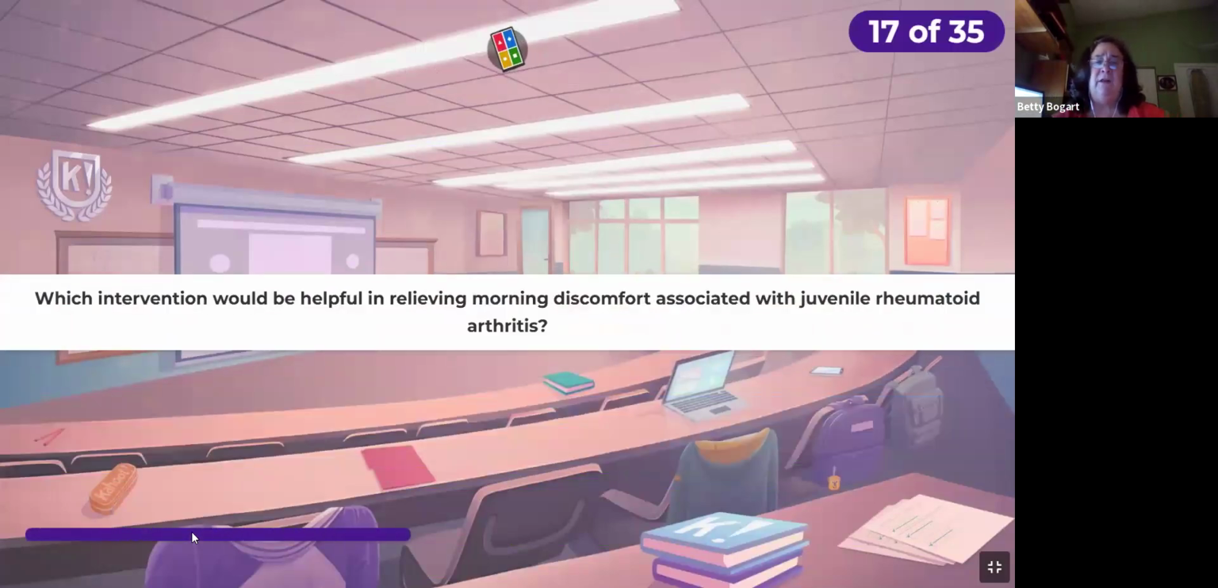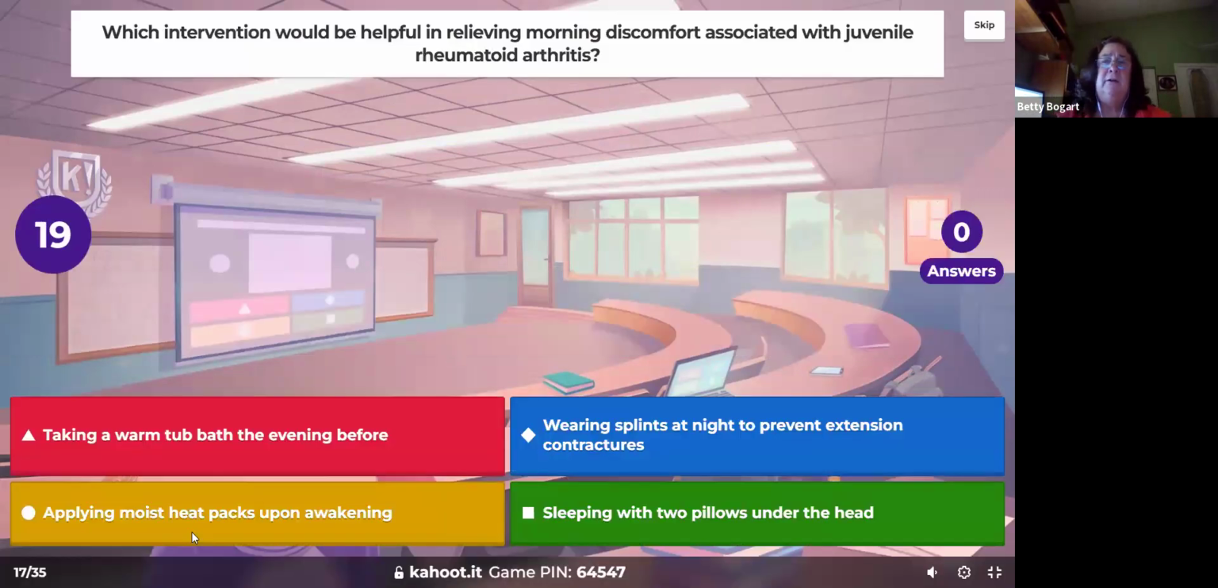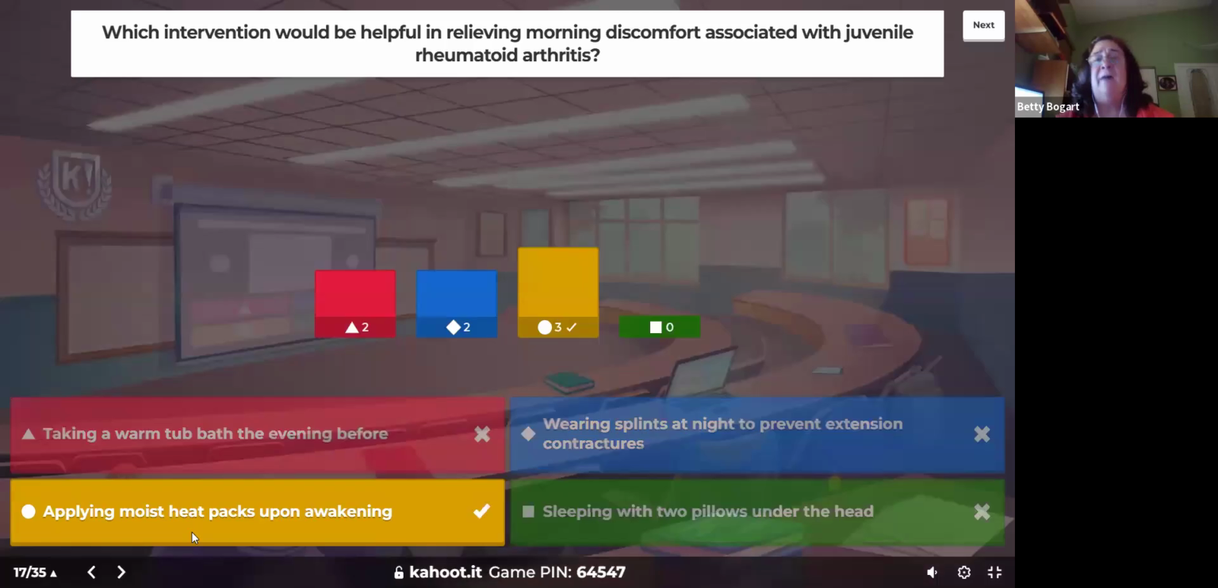Which intervention would be helpful in relieving morning discomfort associated with juvenile rheumatoid arthritis? Remember, juvenile rheumatoid, or JIA, JRA, the joints are swollen. What happens after sleeping all night long? You're not moving, right? How do you treat JIA? It's keeping that movement, keeping those joints going. So if you have the knee that always bothers you, or the wrist or that ankle, whatever it is, put a nice moist heat pack on it before you get up. It will loosen it up and you'll be able to get up and be in less pain.